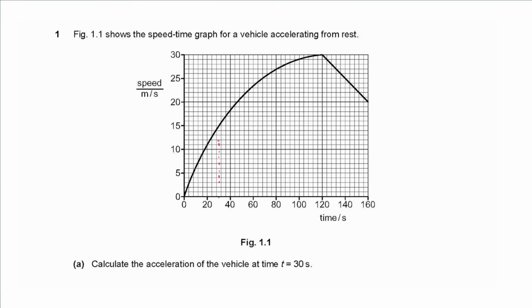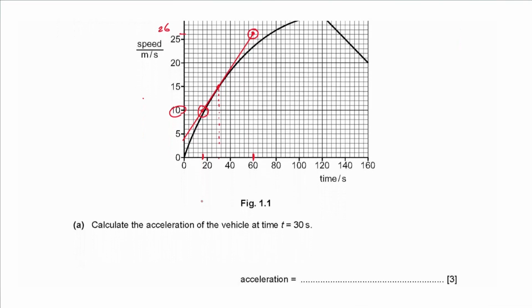We need to use the gradient of the graph, but this part of the graph is a curve, so we need to draw a tangent in order to get the gradient at this point. So if we draw, for example, a line like this, just touching the graph at that point, we can say that this is a good tangent. Not all of you will draw the same exact line or take the same exact points. In this case, I will just take this point as point 2 and this point as point 1, and we have y2 and y1 as 26 and 10, and x2 is at 60 and x1 is at 16.